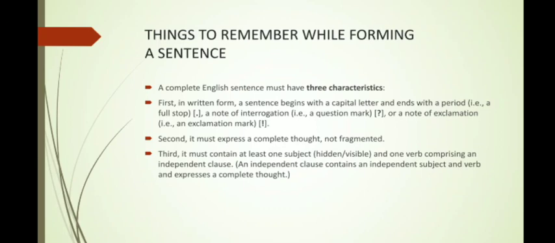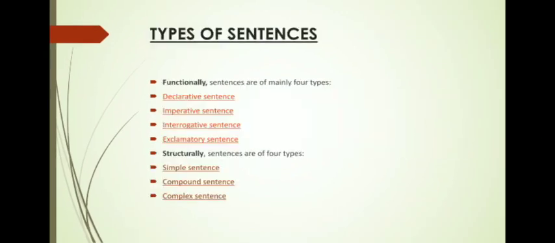Now moving forward, today we will see the types of sentences. You must have seen that sentences are of four types. Statement, that is declarative or assertive. Then imperative, to give an order or request. Interrogative, to ask a question. Exclamatory, to express sudden feeling.